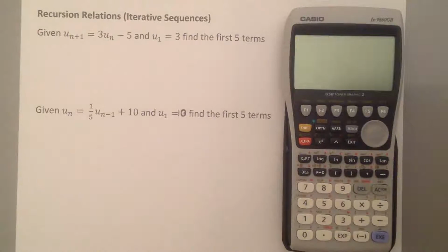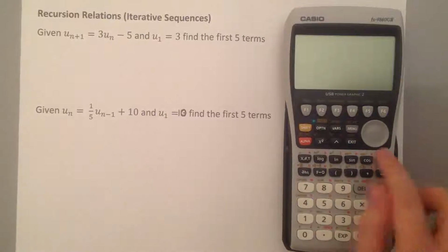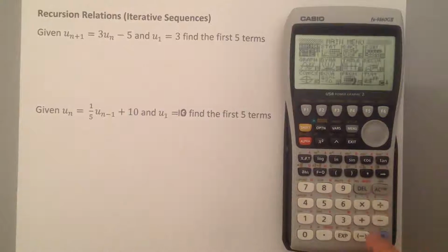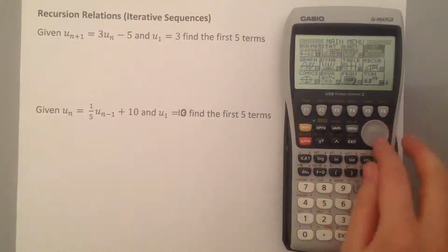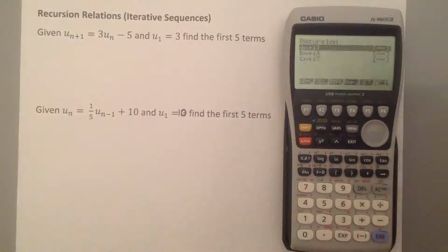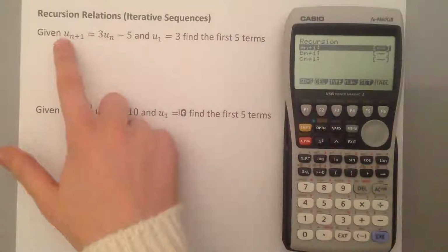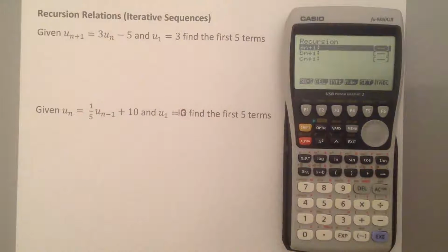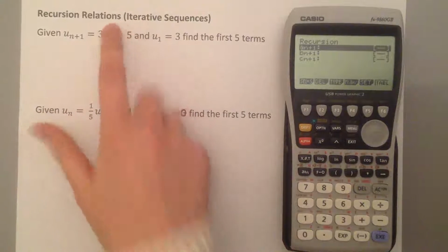In this video I'm going to look at how you can generate terms of a sequence that are either iterative sequences or recursion relations. So if we go into the calculator, you can see that option 8 on mine says recursion. If I select that, it comes up with this screen. They're using an A where I'm using U, but that's absolutely fine. So I want to type in my general rule.